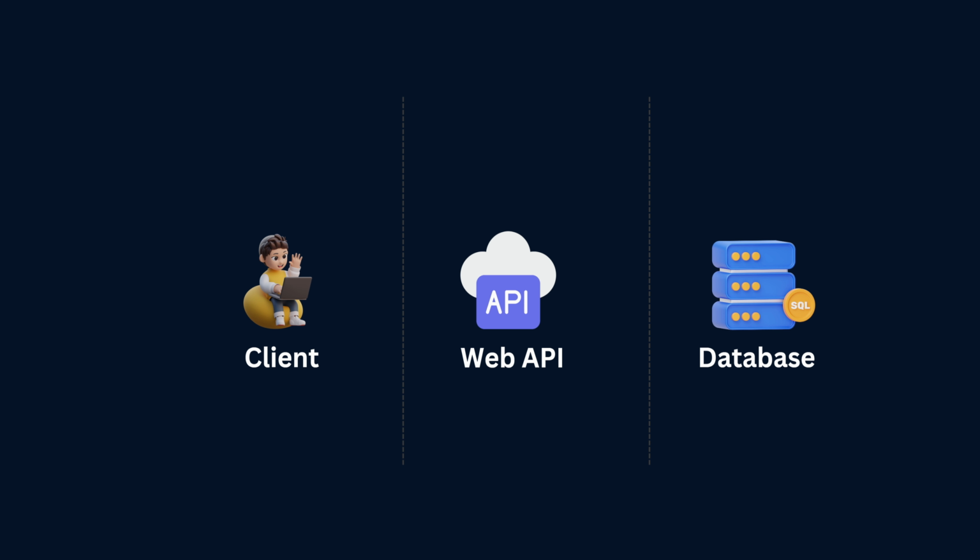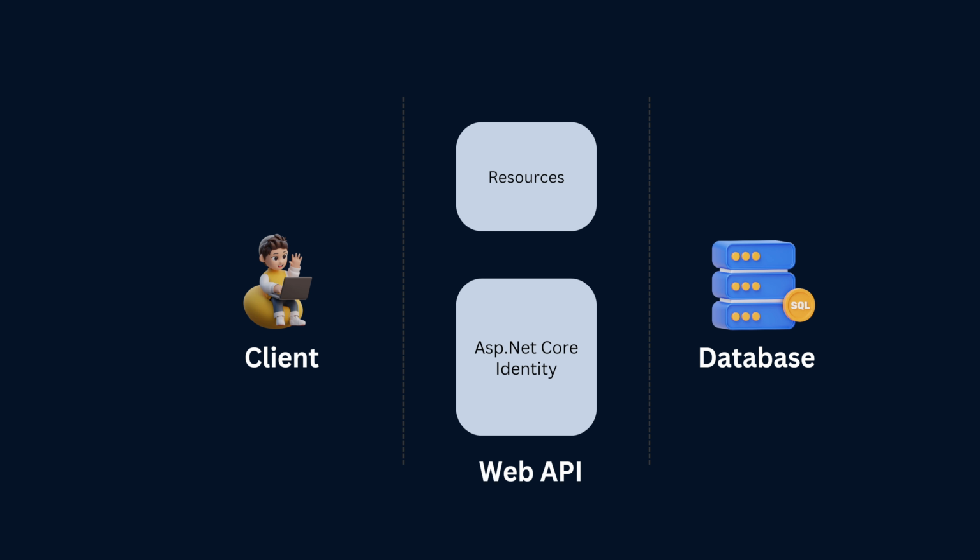And then we have the web API itself developed in ASP.NET Core. And finally, we have the database. In this project, we are using SQL Server DB. Now for better clarity, I will split the web API into two parts. So first of all, resources, you could think of them as various web methods inside the web API. And then we have the framework ASP.NET Core Identity.